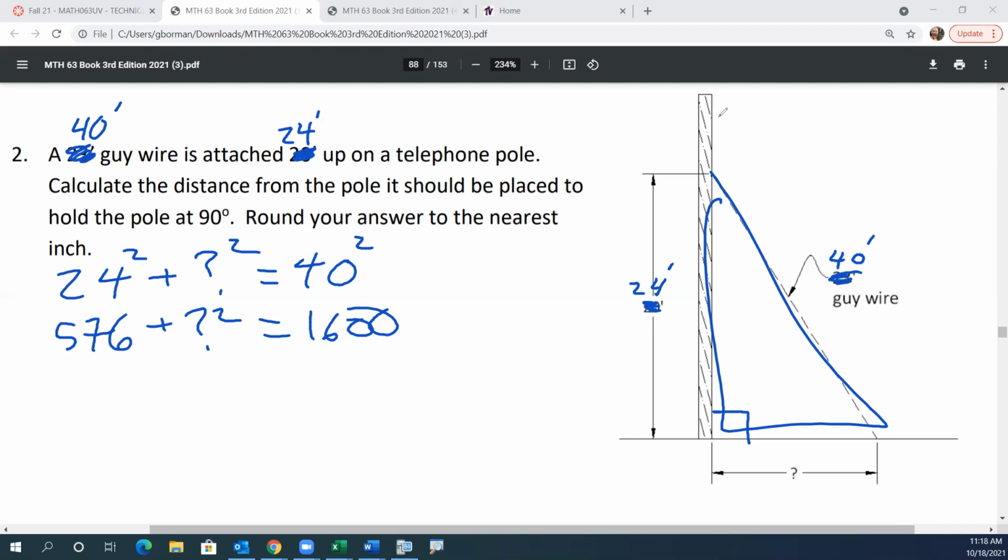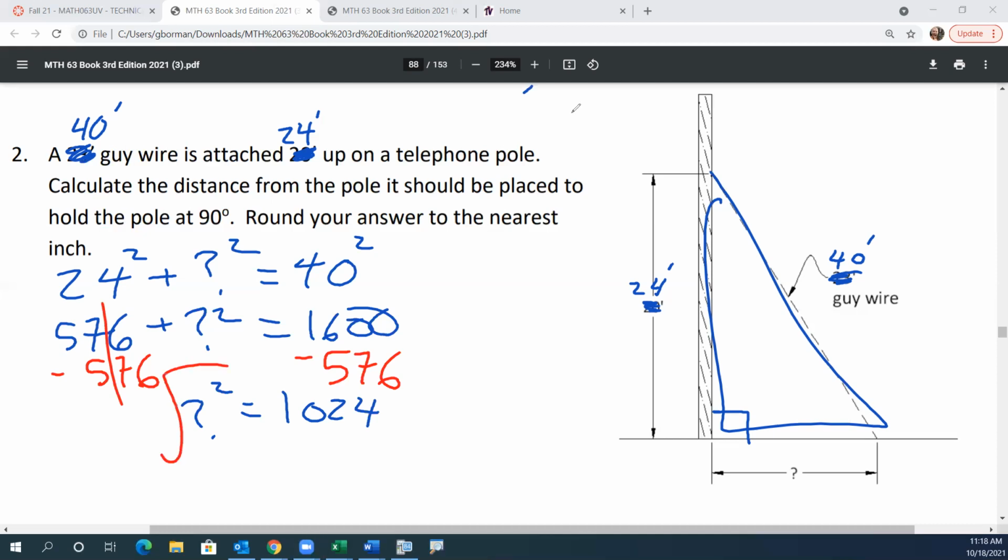Okay, and then when I subtract, oh my goodness, I think this is going to actually work out to a whole number. That's not expected when I just make things up. Okay, so I'm going to subtract 576 from both sides, which leaves me with a warm feeling inside. Okay, and that gives me 1024. All right, and so now when I take the square root of both sides, I get exactly 32.